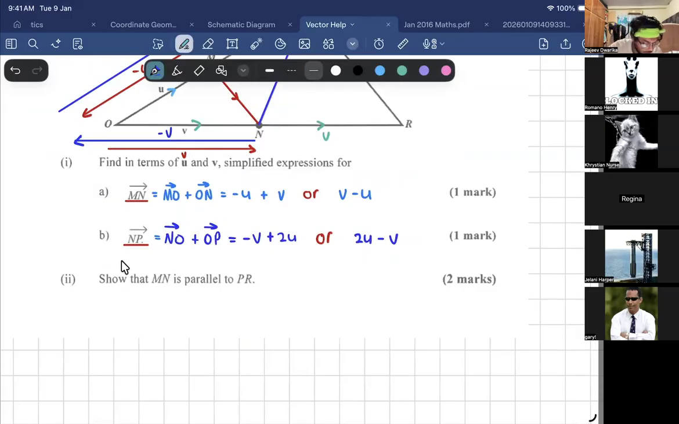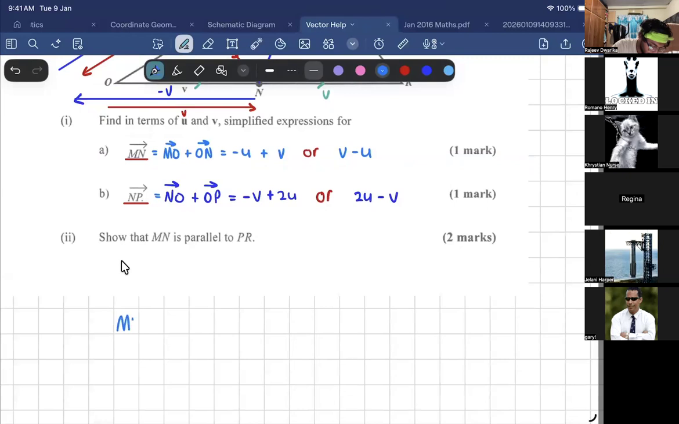Next question, Regina. And we should be able to answer this, right? Read part two for me. Yes, sir. Show that MN is parallel to PR. First things first, I'm going to put down what MN is. What is MN? Remind me. MN is minus U plus V.